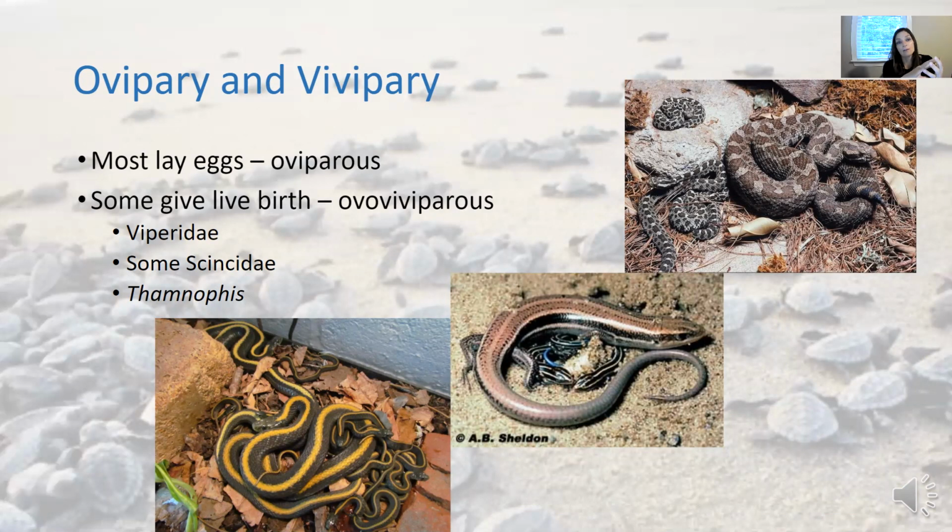There's still all the extra embryonic membranes of an amniotic egg. So it's like they're developing in an egg, but inside the mother's body. And then they kind of bust out of that membrane when they are birthed in live birth. The members of Viperidae, so the pit vipers, are viviparous, some skinks are viviparous, and then members of the genus Thamnophis, so our garter snakes, ribbon snakes, those give live birth.